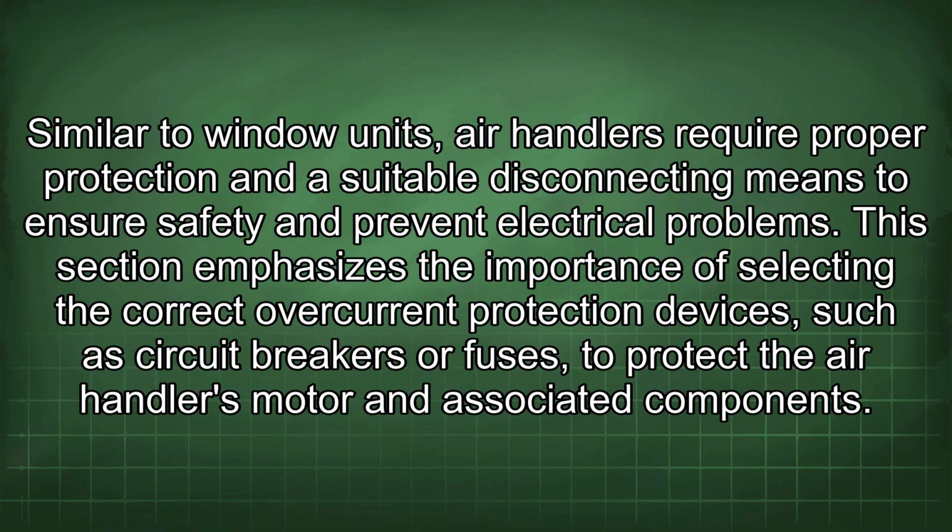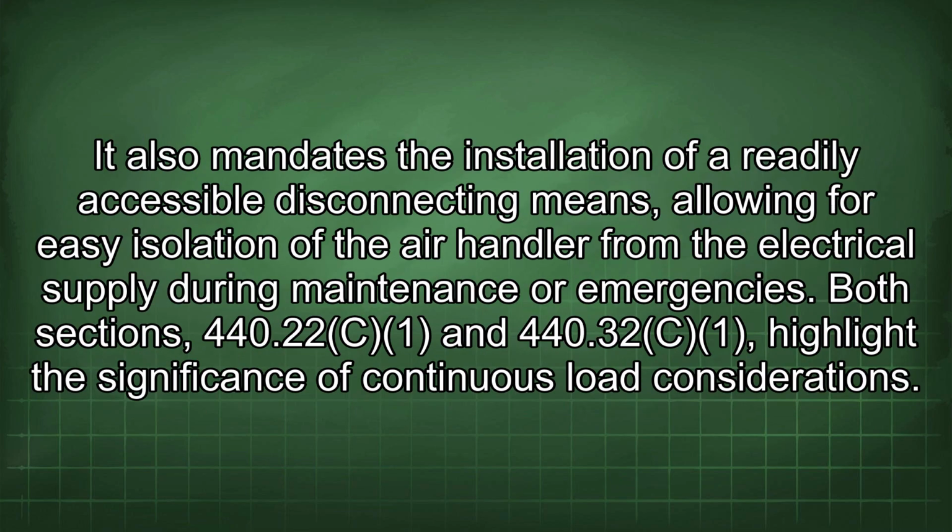This section emphasizes the importance of selecting the correct overcurrent protection devices, such as circuit breakers or fuses, to protect the air handler's motor and associated components. It also mandates the installation of a readily accessible disconnecting means, allowing for easy isolation of the air handler from the electrical supply during maintenance or emergencies. Both sections 440.22(C) and 440.32(C) highlight the significance of continuous load considerations.